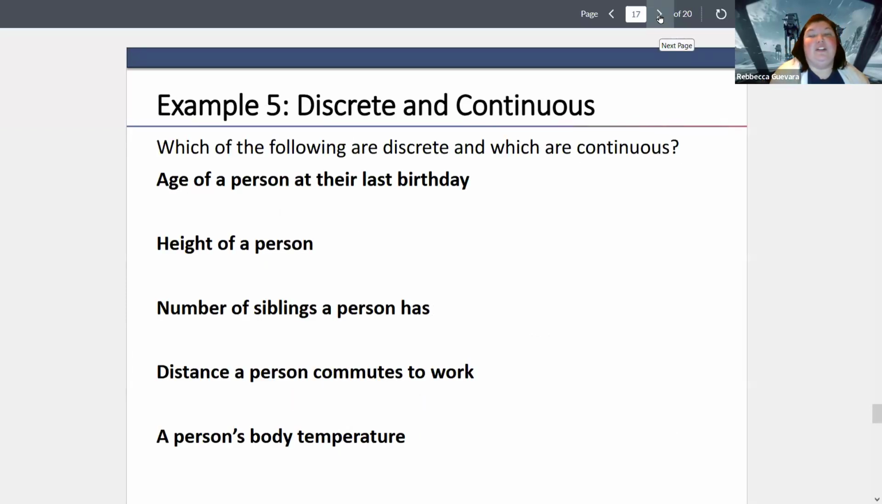So we want to decide which of the following are discrete and which are continuous. Sometimes it's a little ambiguous, like things like age. So that's why we're trying to specify the age of a person at their last birthday. When they hit that birthday, what was their age? Is that discrete or continuous? The height of a person. Can you measure the height of a person with a countable number of possibilities, or is it a spectrum? So is it continuous? Number of siblings a person has, the distance a person commutes to work, a person's body temperature. Okay, I'll give you a second to think about that.